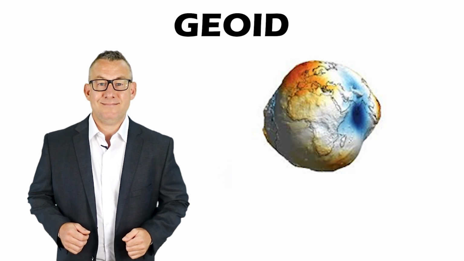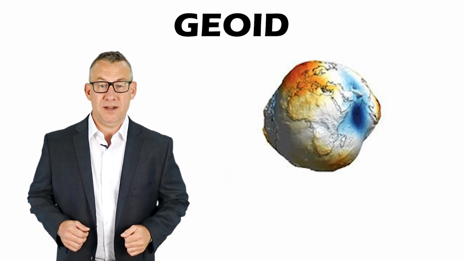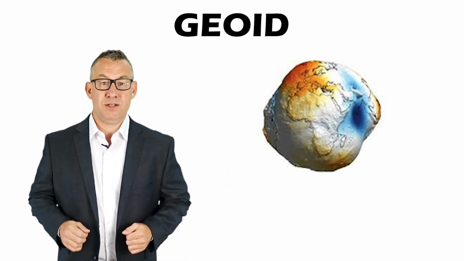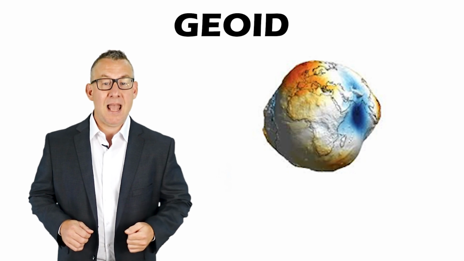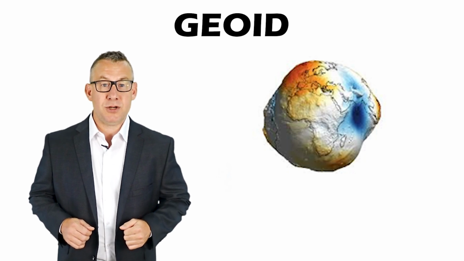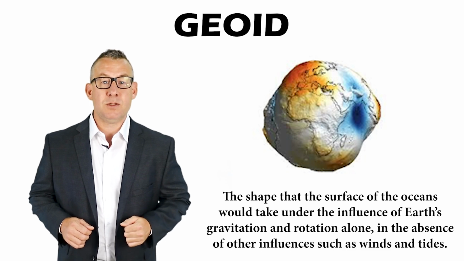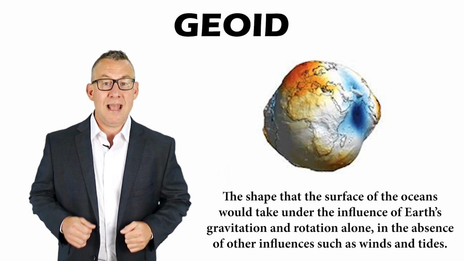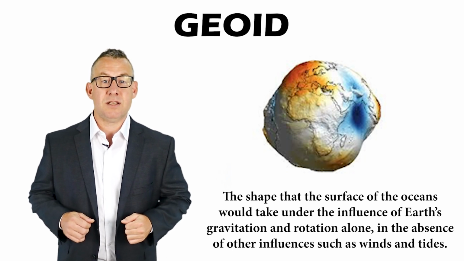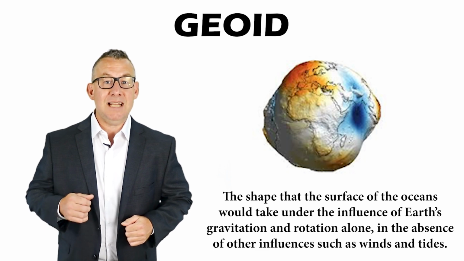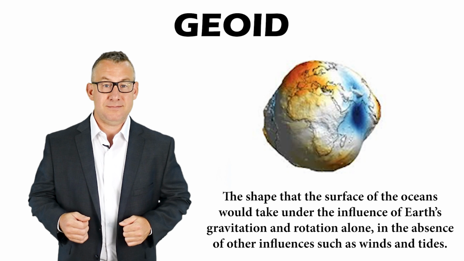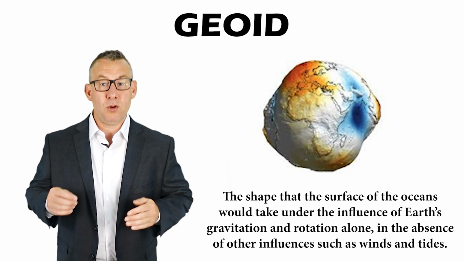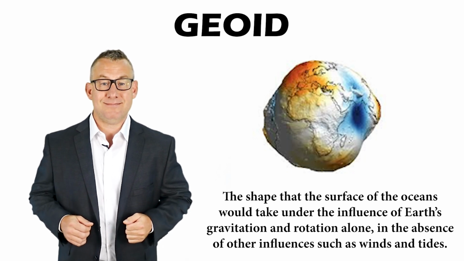A geoid. The Earth is not a perfect sphere. It has an uneven surface due to many forces. One reason the Earth's surface is uneven is gravity. A geoid is described in GIS literature as the shape that the surface of the oceans would take under the influence of Earth's gravitation and rotation alone, in the absence of other influences such as winds and tides. A geoid is an equipotential surface. An equipotential surface is a three-dimensional surface along which the pull of gravity is a specified constant.